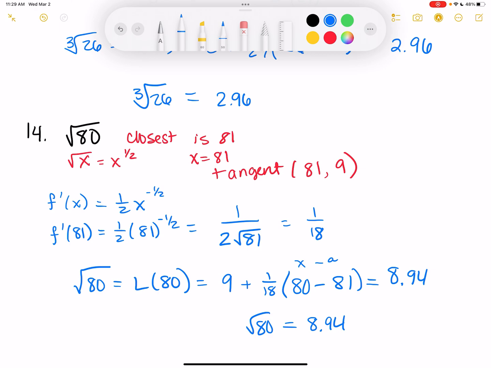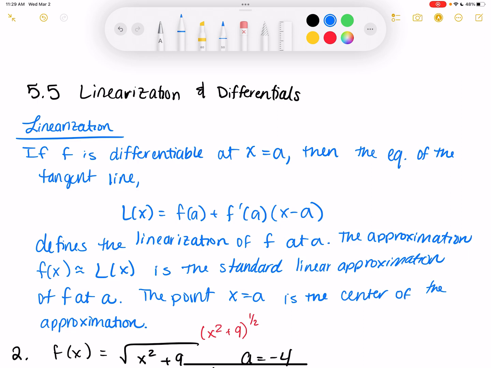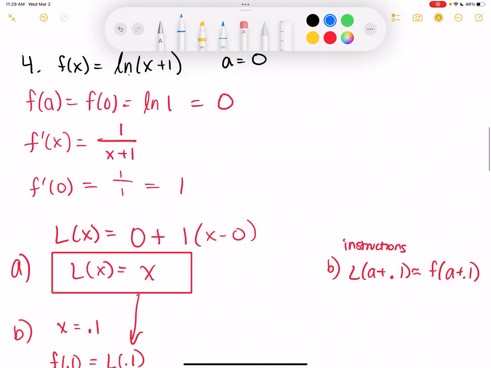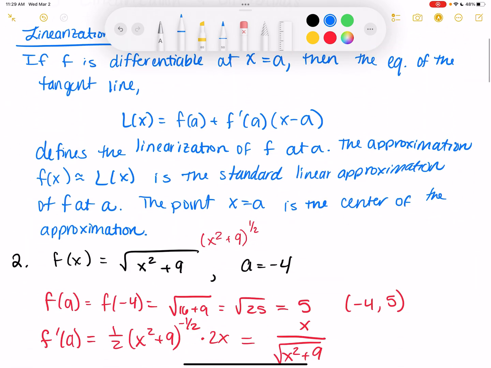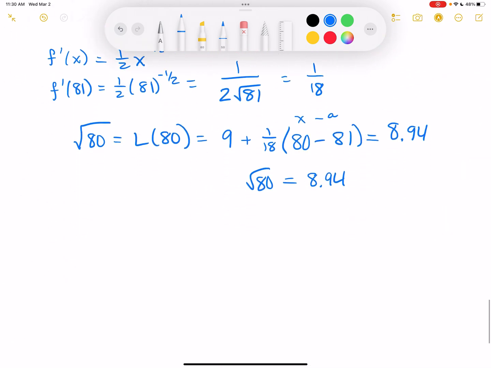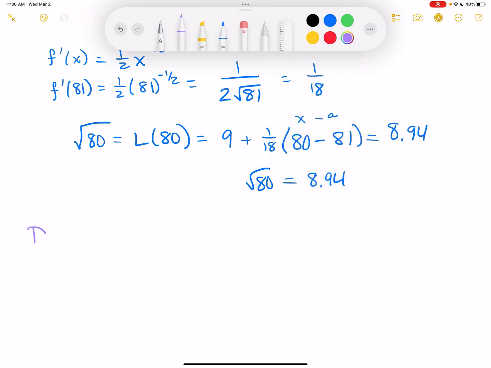So the next thing, the topic is linearization and differentials. So to this point, we've been doing linearization. Now we're going to look at differentials. I don't think I've written this information anywhere already. No, I did not. Okay, just making sure. Didn't do all the notes at the beginning. Okay, so, differentials.